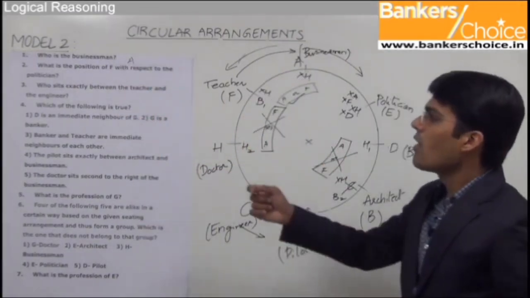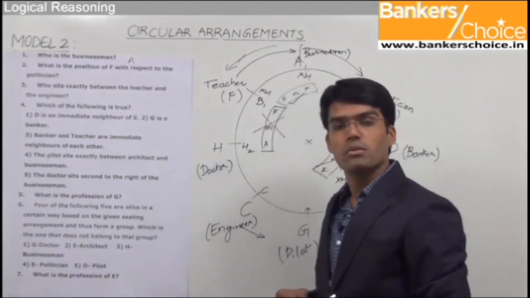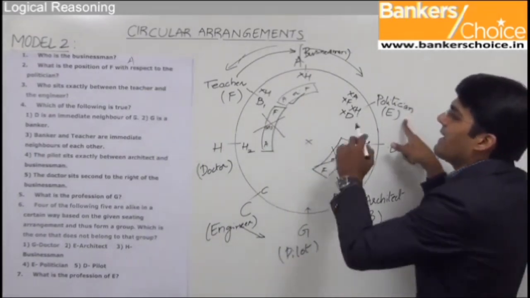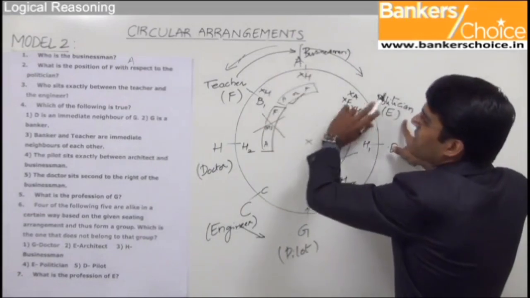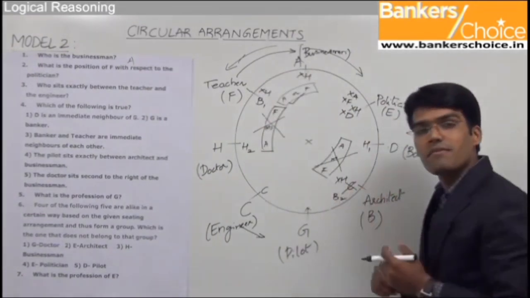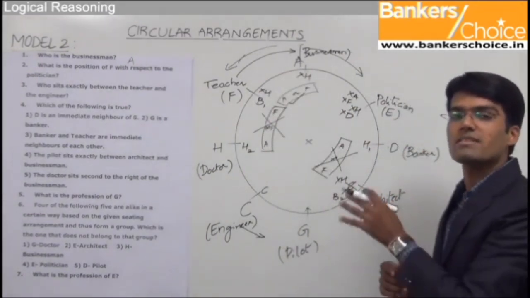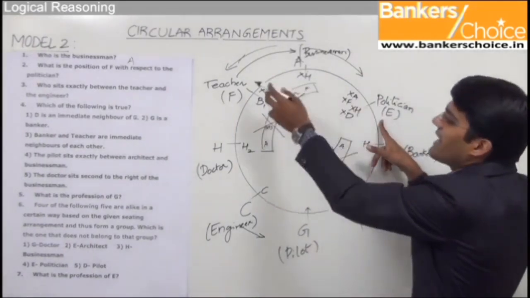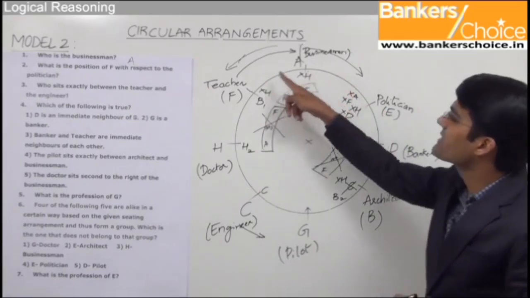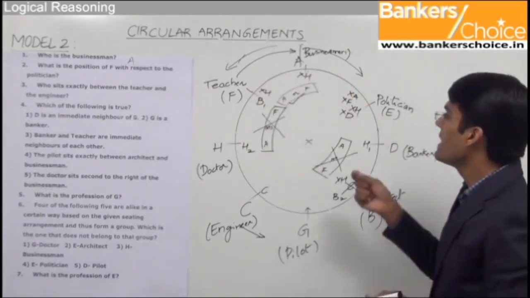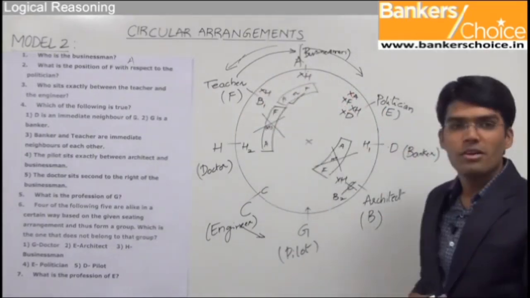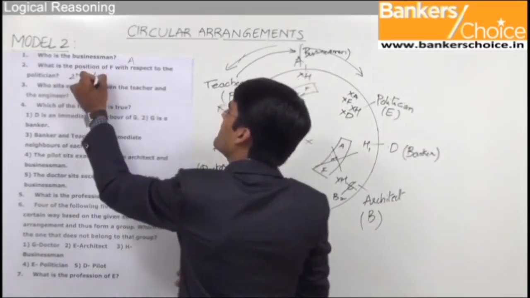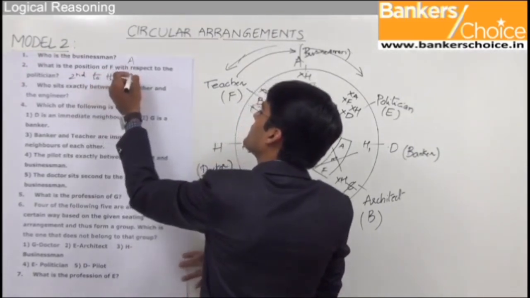The second question is, what is the position of F with respect to the politician? We know that the politician is in this place and F is in the anti-clockwise direction of politician. And since the persons are facing center, we know that anti-clockwise direction is nothing but right of the person. So we can say that F is towards the right of politician and he is 2 places away. So the answer should be F is second to the right of politician. So we can say that the position of F with respect to politician is second to the right of politician.